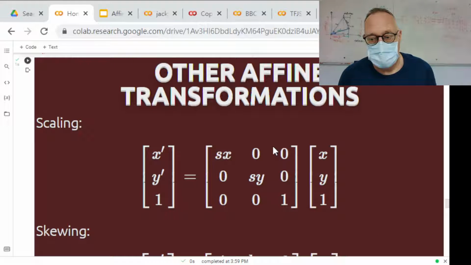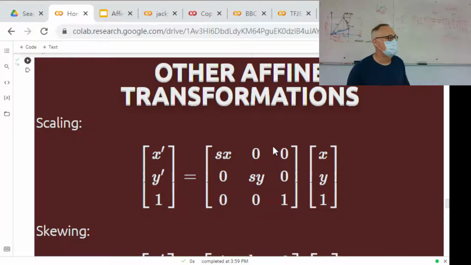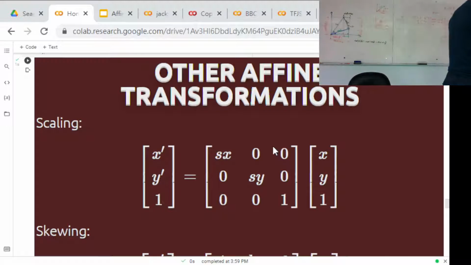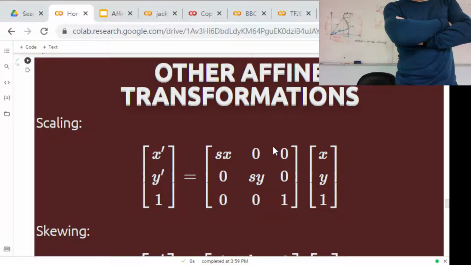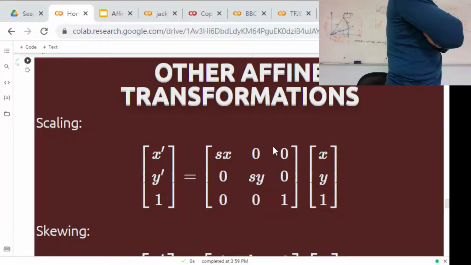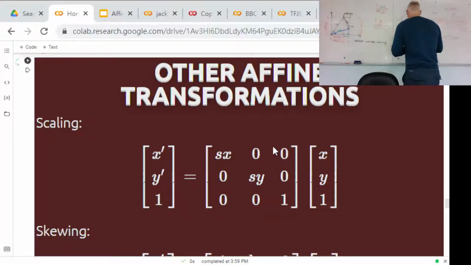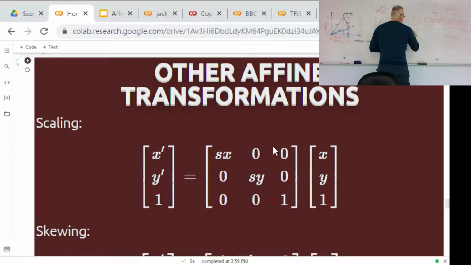So then we have other kinds of affine transformations that are not so important for robotic vision. They are more important for computer graphics. In particular, what happens if my matrix looks like this? 3, 0, 0, 0, 0.5, 0, 0, 0, 1. Then, and here are my coordinates, x, y, 1, what will happen to the image?